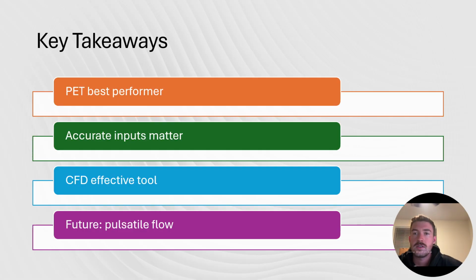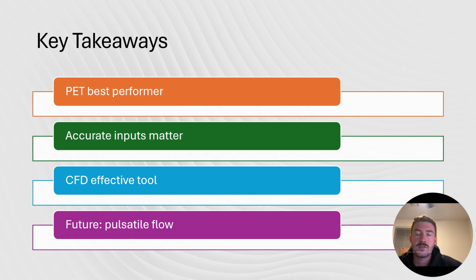Okay, so here are kind of the key takeaways, the big things that I learned from this project. First and foremost, I found that PET was the most balanced and practical choice. That was kind of the main objective of the report. As far as things that I learned, I learned that accurate physiological inputs are critical for proper design. I found out how important CFD is and how powerful of a tool it is.